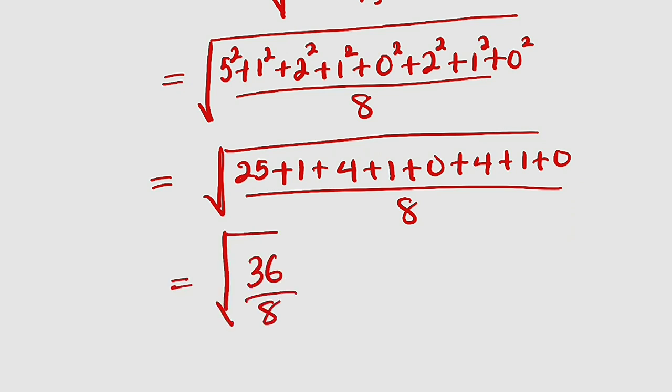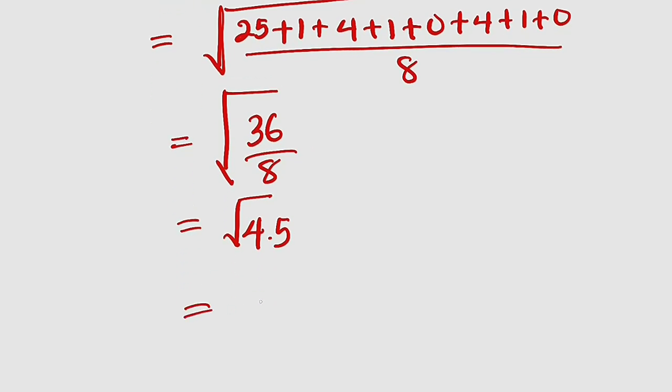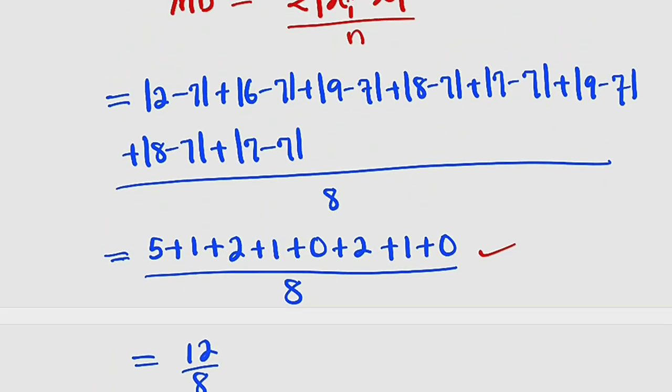square root, and 36 divided by 8 is 4.5, and the square root of 4.5 is 2.12 in 2 decimal places, and hence this is the standard deviation. And we have just answered question number 4.